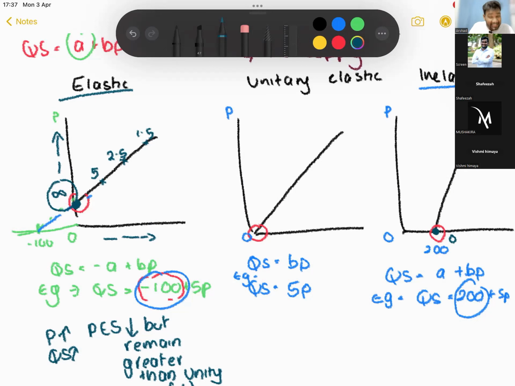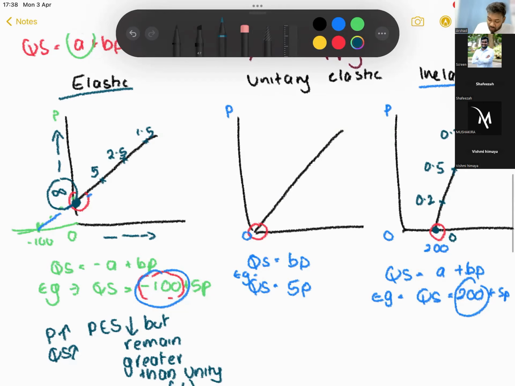But since it is inelastic, it is less than 1. So maybe, for example, at this point it is 0.2. At this point, let's say 0.5. At this point, let's say 0.75. So what is happening? It is not going more than 1 because it is inelastic.